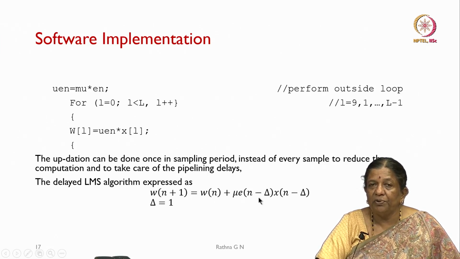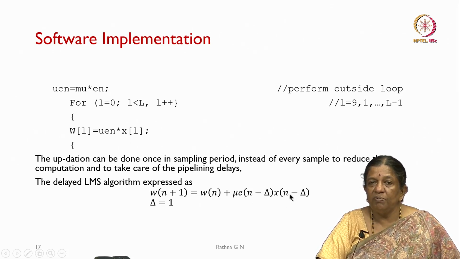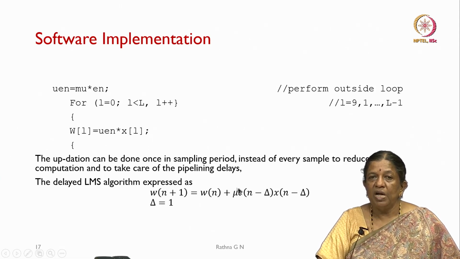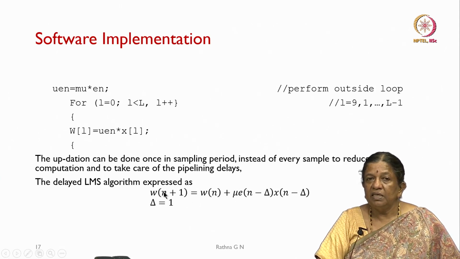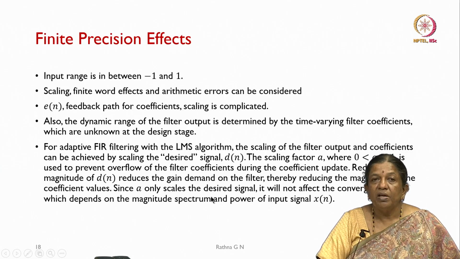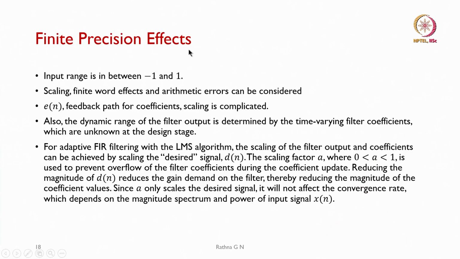This is the delay that you are going to give it, and even the input signal is going to be delayed by delta, x of n minus delta. If you assume delta is equal to 1, then e of n minus 1 is the previous error that you will consider, and x of n minus 1 will be the previous sample that you will use to update our weights in the future, along with the current weight.